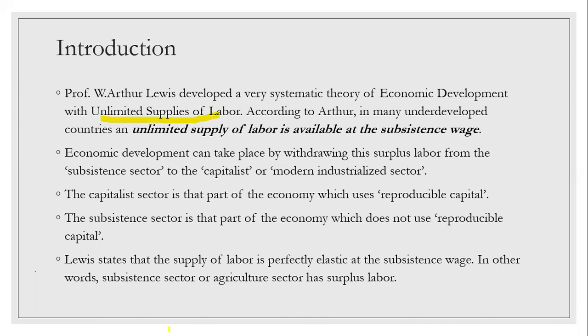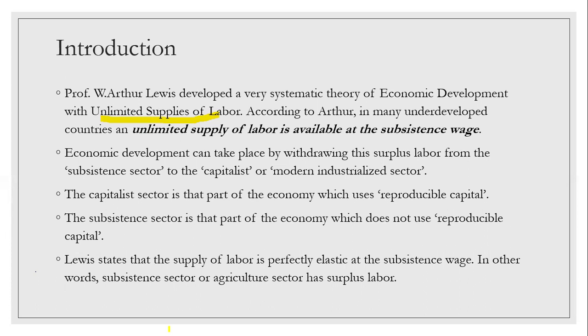According to Lewis, in many underdeveloped countries, an unlimited supply of labor is available at the subsistence wage. This we know very clearly because in underdeveloped economies, you can find a number of people working in the agriculture sector at the subsistence wage. Therefore, the other sectors, the industrial sector or service sector, can make use of this labor from the agriculture sector. That's why it is said unlimited supply of labor is available at the subsistence wage.